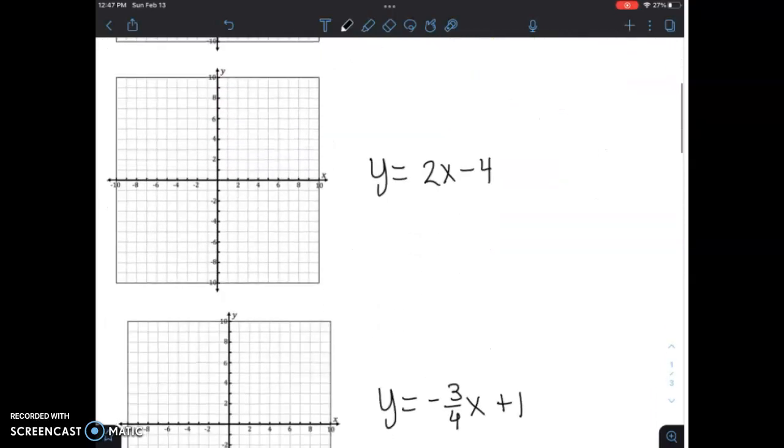Okay, let's do this one here. Same thing. We're going to start, remember, with this point. So -4. It is a minus, so we're going to start at -4 on the y-axis. That's going to be my first point.